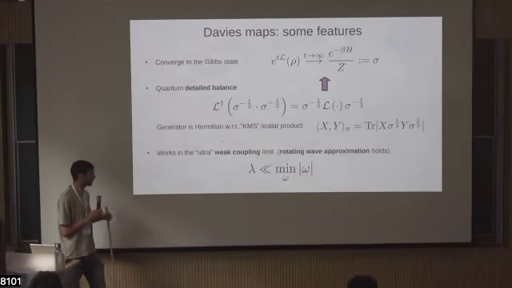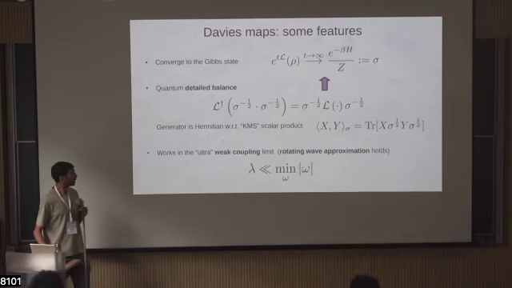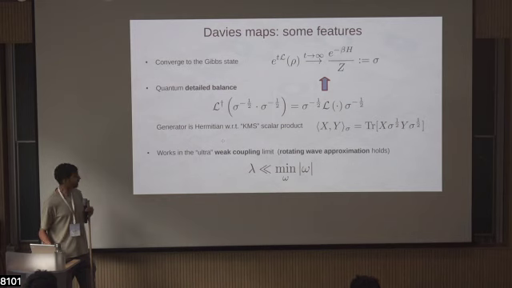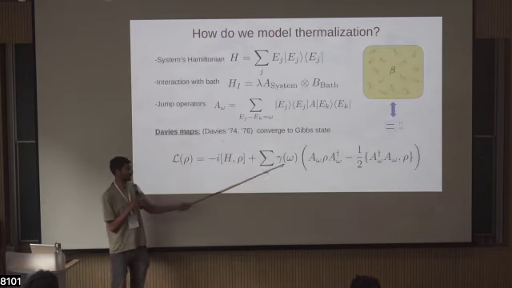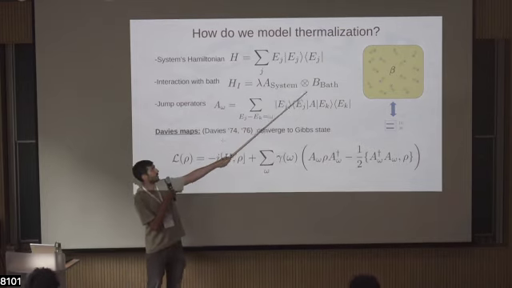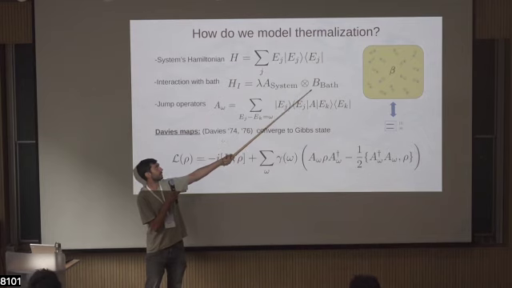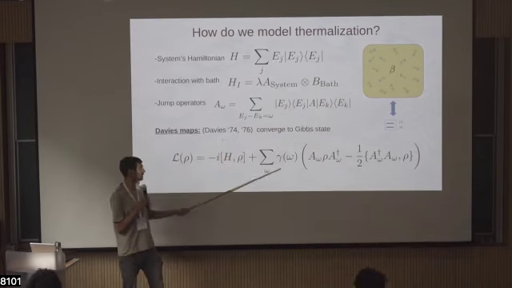Okay. Sorry, on the previous slide, what was gamma of omega? I didn't define it, but it is essentially the Fourier transform of the two-point correlation function of the bath. So you have B evolved in time times B evaluated at time zero in the bath, and you take the Fourier transform. And if the bath is thermal, if it's in a KMS state, it has this KMS condition that guarantees that you have detailed balance.